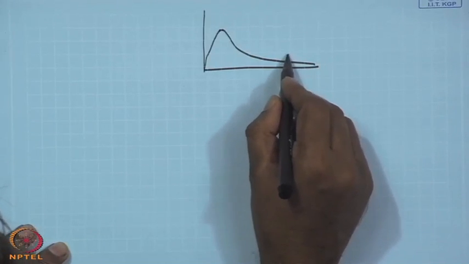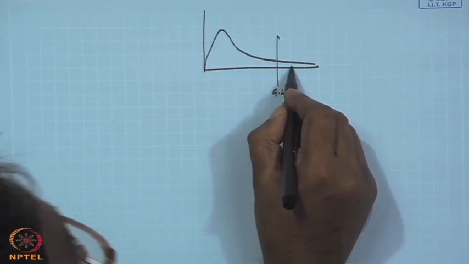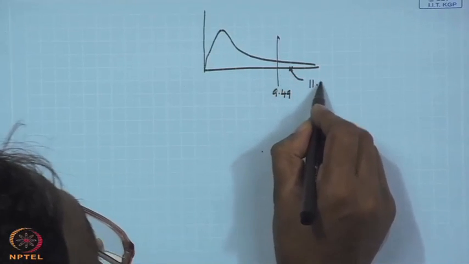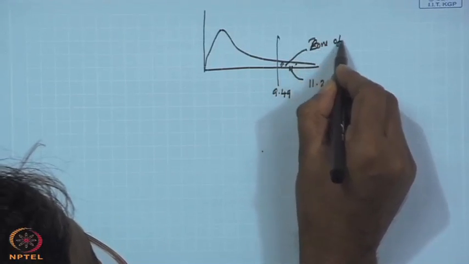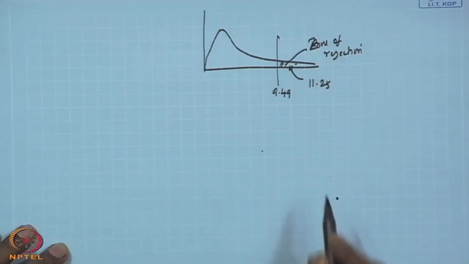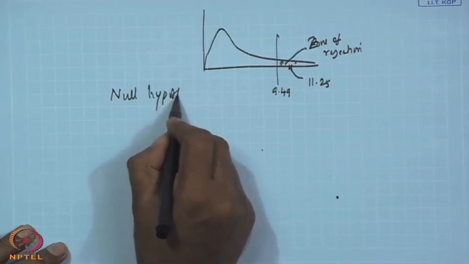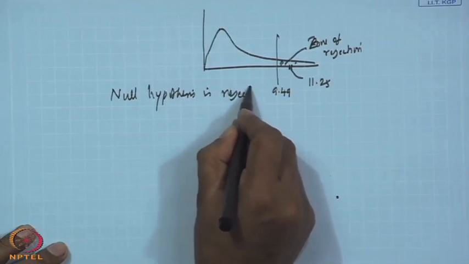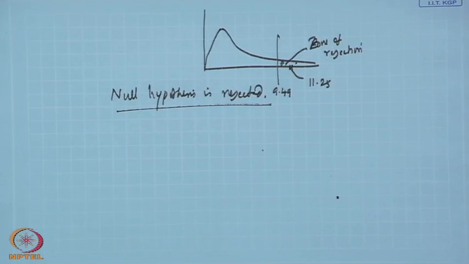This is my tabulated value 9.49 and my computed value is here, 11.25. This is the zone of rejection. Okay. So, the null hypothesis is rejected. No, this is, null hypothesis is rejected. There is an alternative hypothesis that there is some difference among the population means.